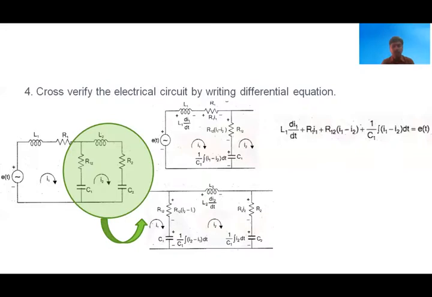Voltage across L2 is L2 into di2 by dt. Voltage across R2 is R2 into I2. Voltage across C2 is 1 by C2 integral I2 dt. Here 1 by C is given, actually it is 1 by C2. Therefore, the equation is L2 into di2 by dt plus I2 R2 plus 1 by C2 integral I2 dt plus R12 into I2 minus I1 plus 1 by C1 integral I2 minus I1 dt is equal to 0.